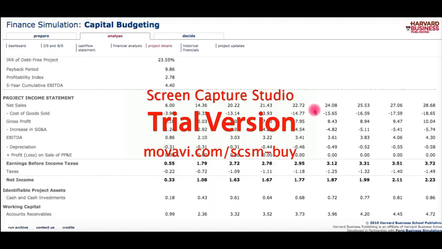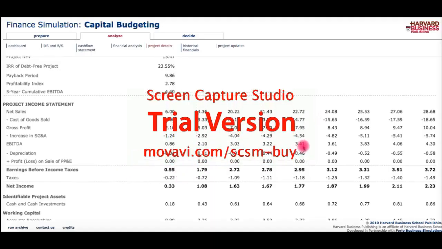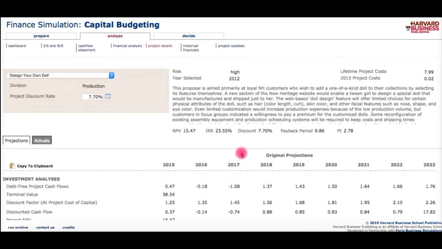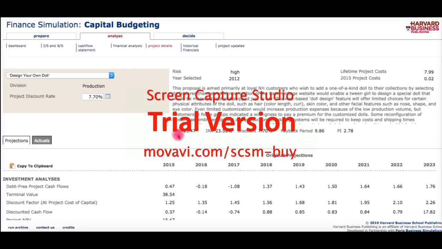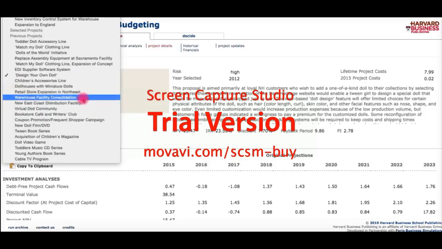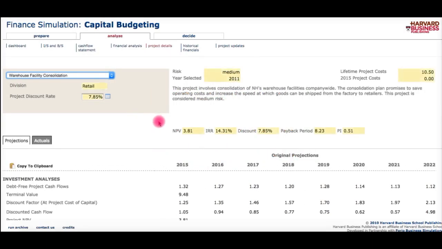That guideline I just gave you about looking at the earnings and the high numbers doesn't necessarily apply to all of the projects that we were looking at in this simulation. There are actually a few different kinds of projects. This one, called the Design Your Own Doll, would be considered an expansion type of project. That is one of the ones where you want all those numbers to be high and you expect them to be high. Other kinds of projects include the warehouse facility one.